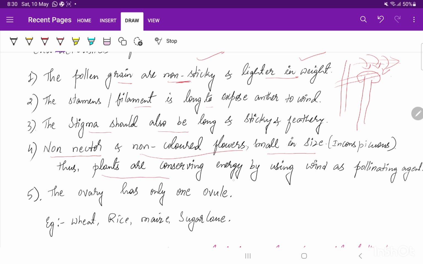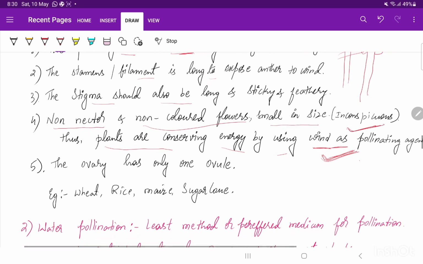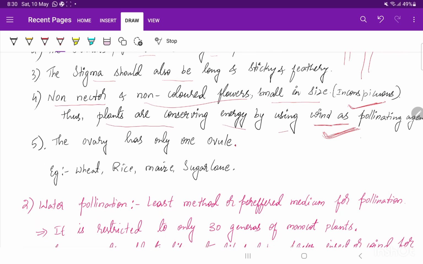So plants are conserving energy by using wind as the pollinating agent. They conserve energy, because if wind is not the pollinating agent, and say living organisms like insects and birds are, they should have colored flowers to attract them and give nectar in return for pollinating them. So in wind pollination, nectar is not there, colored flowers are not there. Plants are conserving energy. So plants majorly opt for wind as the pollinating agent. And for wind pollination, the ovary has only one ovule. For example, wheat, rice, maize, sugarcane: only one ovule is present inside the pistil.